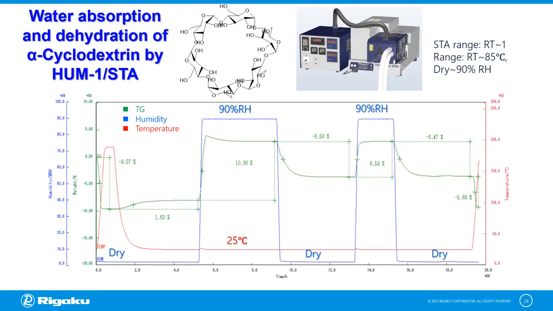Through these, we are able to quantify the amount of free water and bound water as the water vapor concentration drastically changes from dry to wet condition at room temperature. At the end of the measurement, the temperature was heated up to 180 degrees centigrade, where the strongly bound water was also removed from the material.